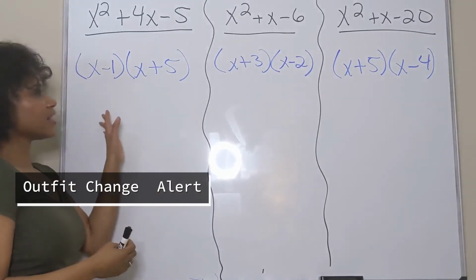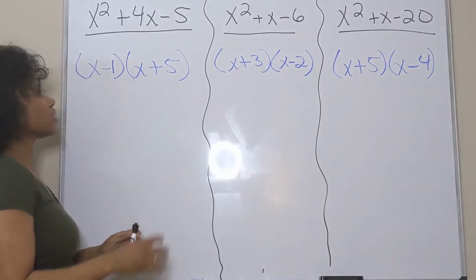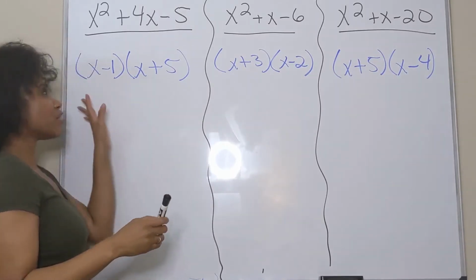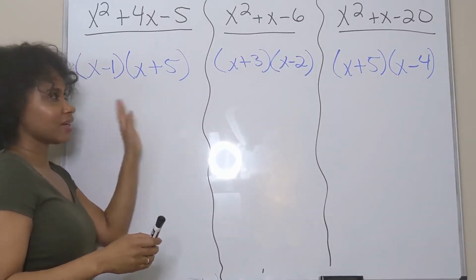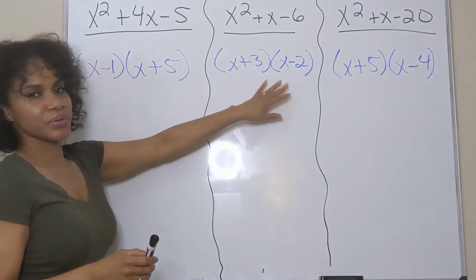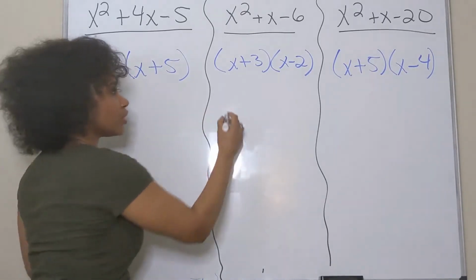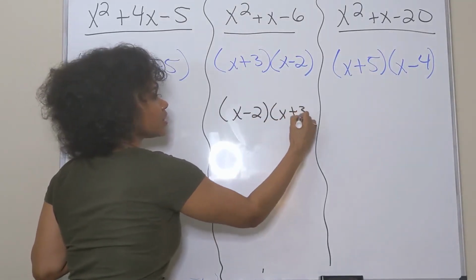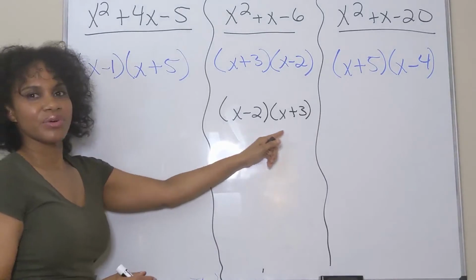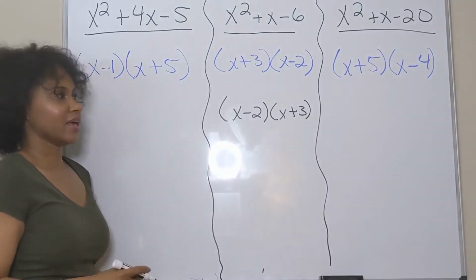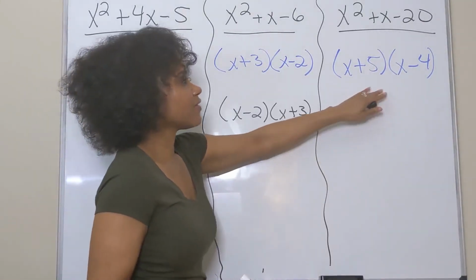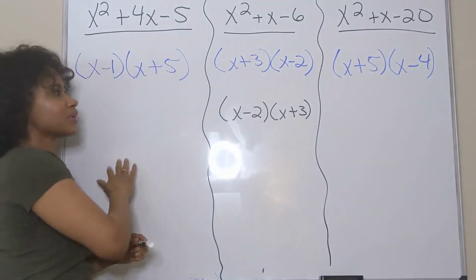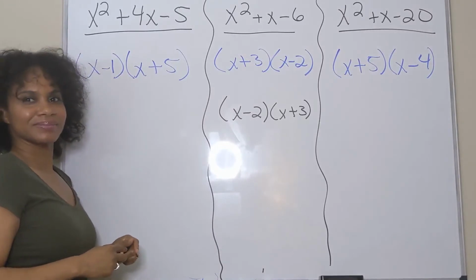Okay, so hopefully you got these 3 problems correct. For the first one, x plus 1 times x plus 5, and again, it doesn't matter, your binomials could be flipped, okay? You should have gotten x plus 3 times x minus 2, or you could have gotten x minus 2 times x plus 3. Doesn't matter as long as you have the correct sign with the correct term, all right? And the last one, x plus 5 times x minus 4. All right, so I hope you got these 3 examples correct.